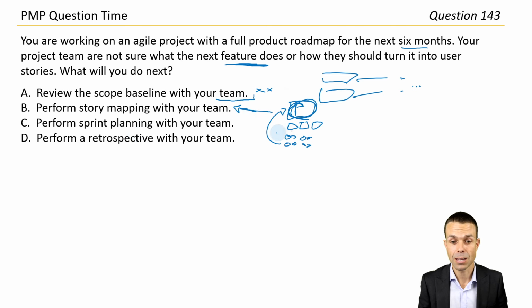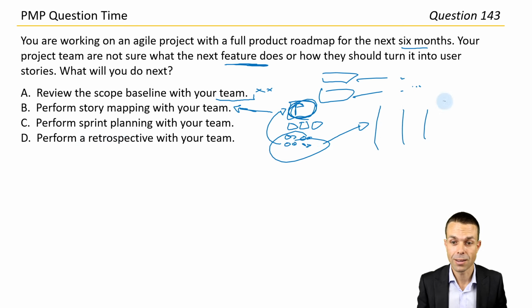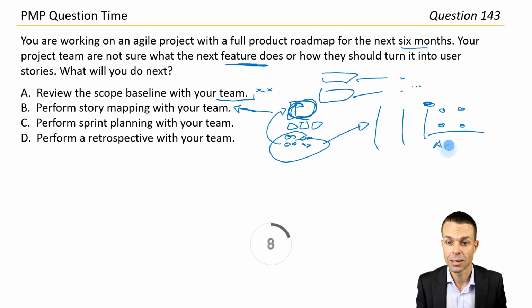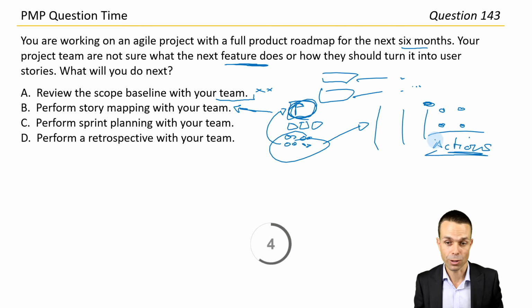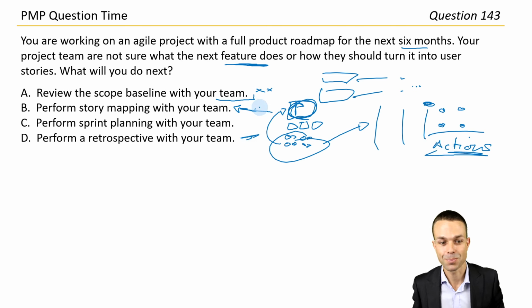Sprint planning with your team, we need those user stories to go into the sprint plan, so we can't do that yet. Perform a retrospective with your team. At the end of the retrospective, then we check in and we ask what went well, what didn't go well, what's still puzzling me, what have I learned, and we take any actions for anything that's not going well, and we try and problem solve them with the team. But that's not what we want here. I think let's go with answer B.